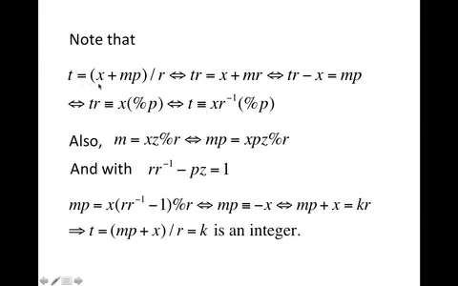T is equal to X plus MP over R. That means T times R is actually equal to X times X plus MR.